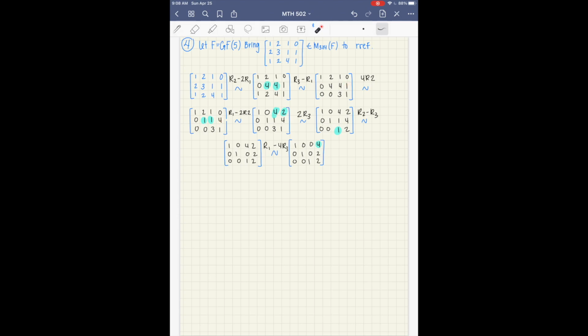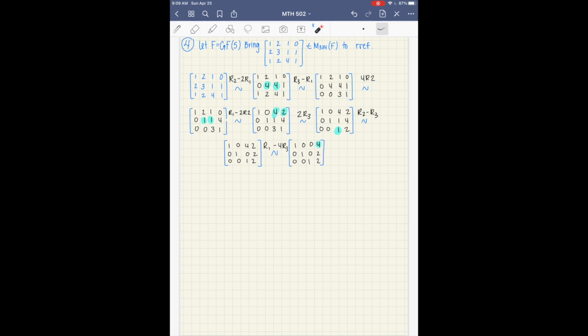So now we have R1 minus 2R2. We had to get rid of this 2 and 1. So we have 0, 1 minus 0 is just 1. 2 minus 2 is 0. 1 minus 2 is negative 1, but that's mod 5 is 4. And then 0 minus negative 8 is 2 in mod 5. Now we have to get rid of this 3. So we needed it to become a 6 to make it a 1, so I multiplied it by 2. So we got 0, 0, 1, 2.